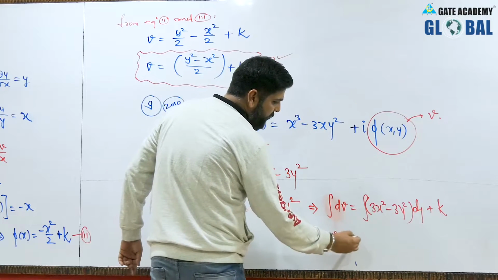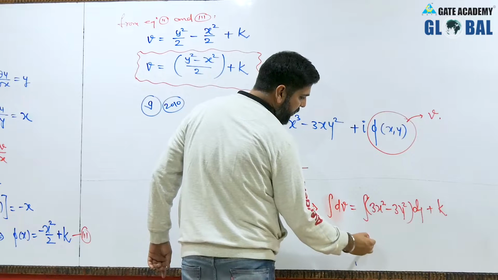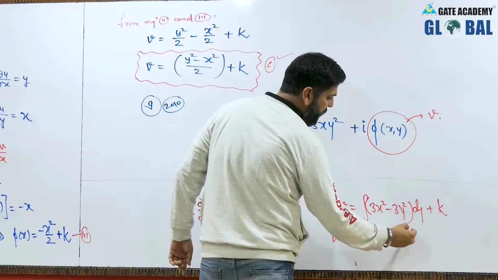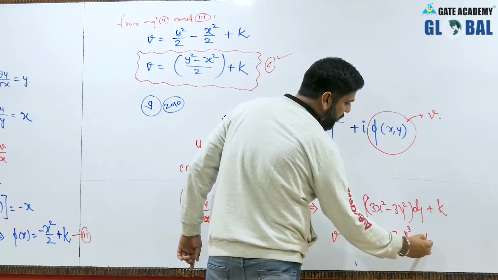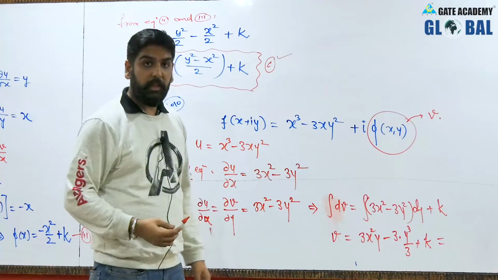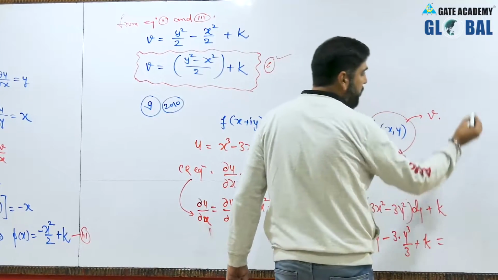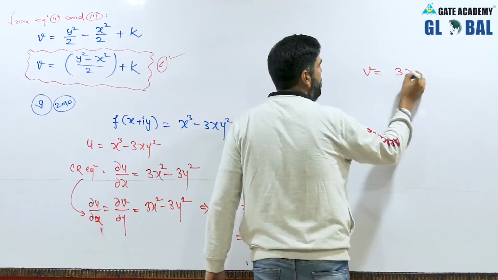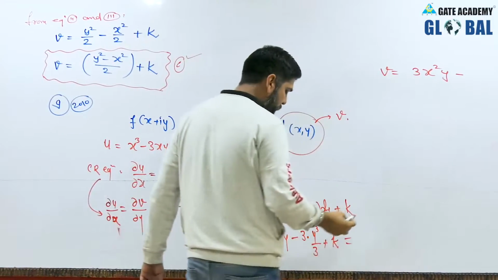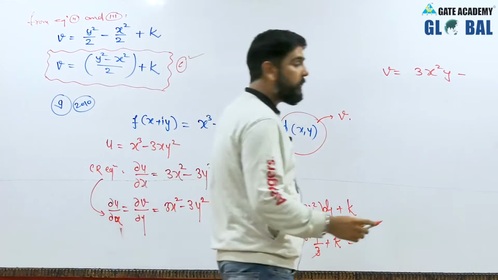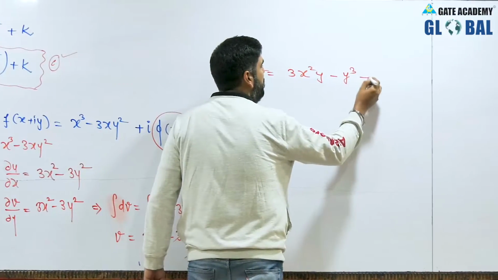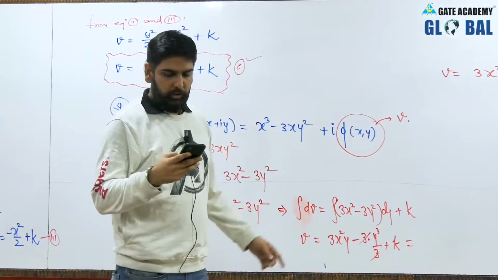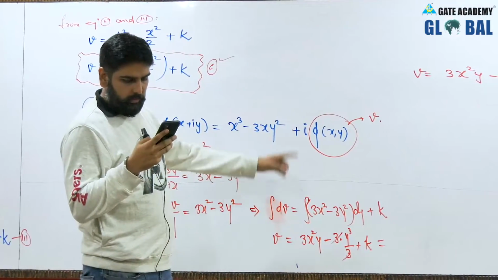So v is equal to, with respect to y, 3x square y minus 3 into y raised to power 3 divided by 3, plus k. So what will be the value of the imaginary part, dear students? v is equal to 3x square y, and the 3 and 3 cancel out, giving minus y raised to power 3, plus k also. So this is the answer.